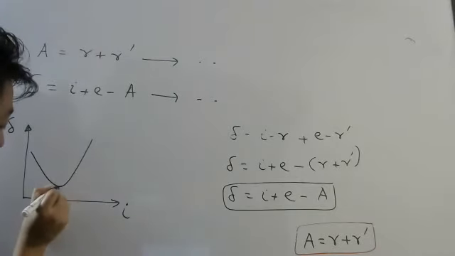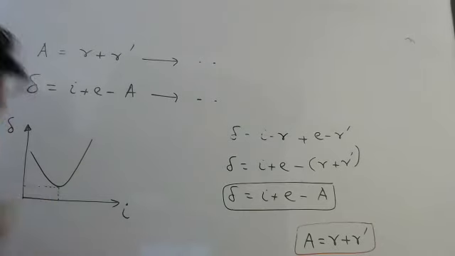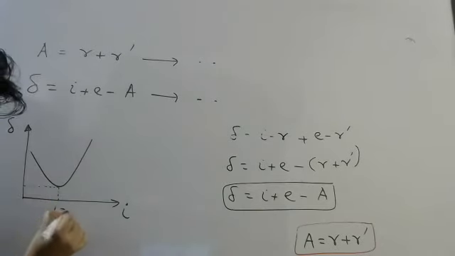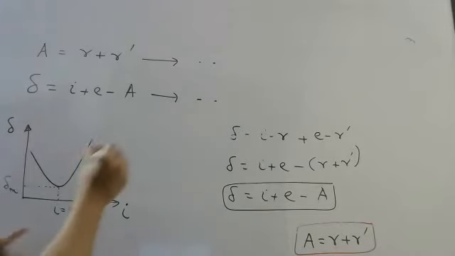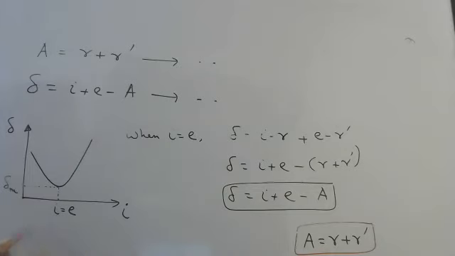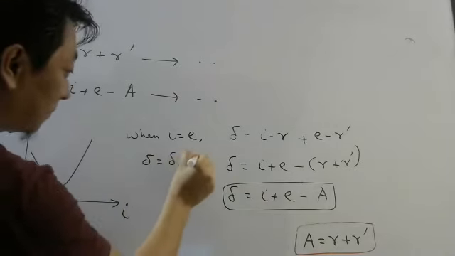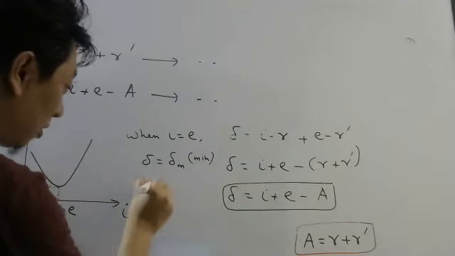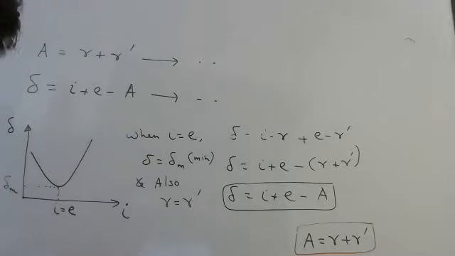And theoretically, if you want, we have to do maxima minima, which is not required. So when I becomes equal to E, remember, your deviation becomes minimum. Okay, now, when I equals E, your deviation will become minimum, and also R will become R dash. It has to be because of symmetry.